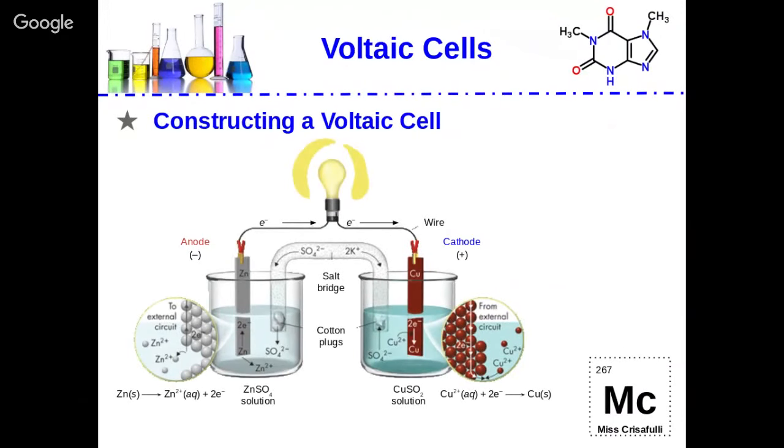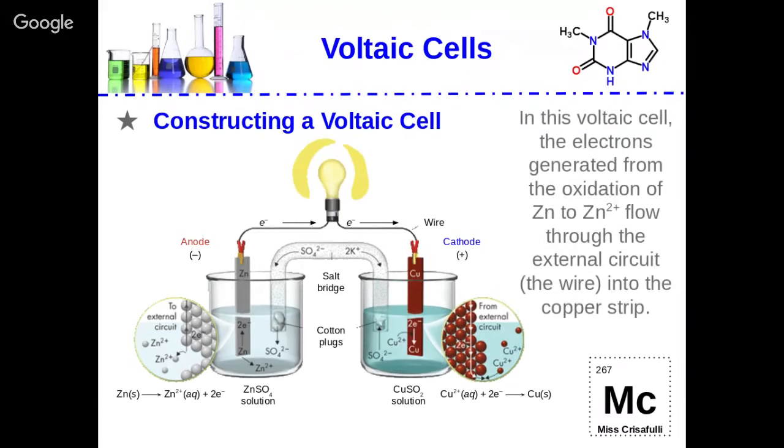So if we look at our salt bridge here, in this voltaic cell, the electrons generated from the oxidation of zinc to zinc 2 plus flow through the external circuit or the wire onto the copper strips. So they flow from the anode, which is going to be the negative side, to the cathode, which is going to be the positive side. The anode in this case is going to be the zinc because it's losing electrons. And the cathode is going to be the copper because that's where our electrons are being gained.